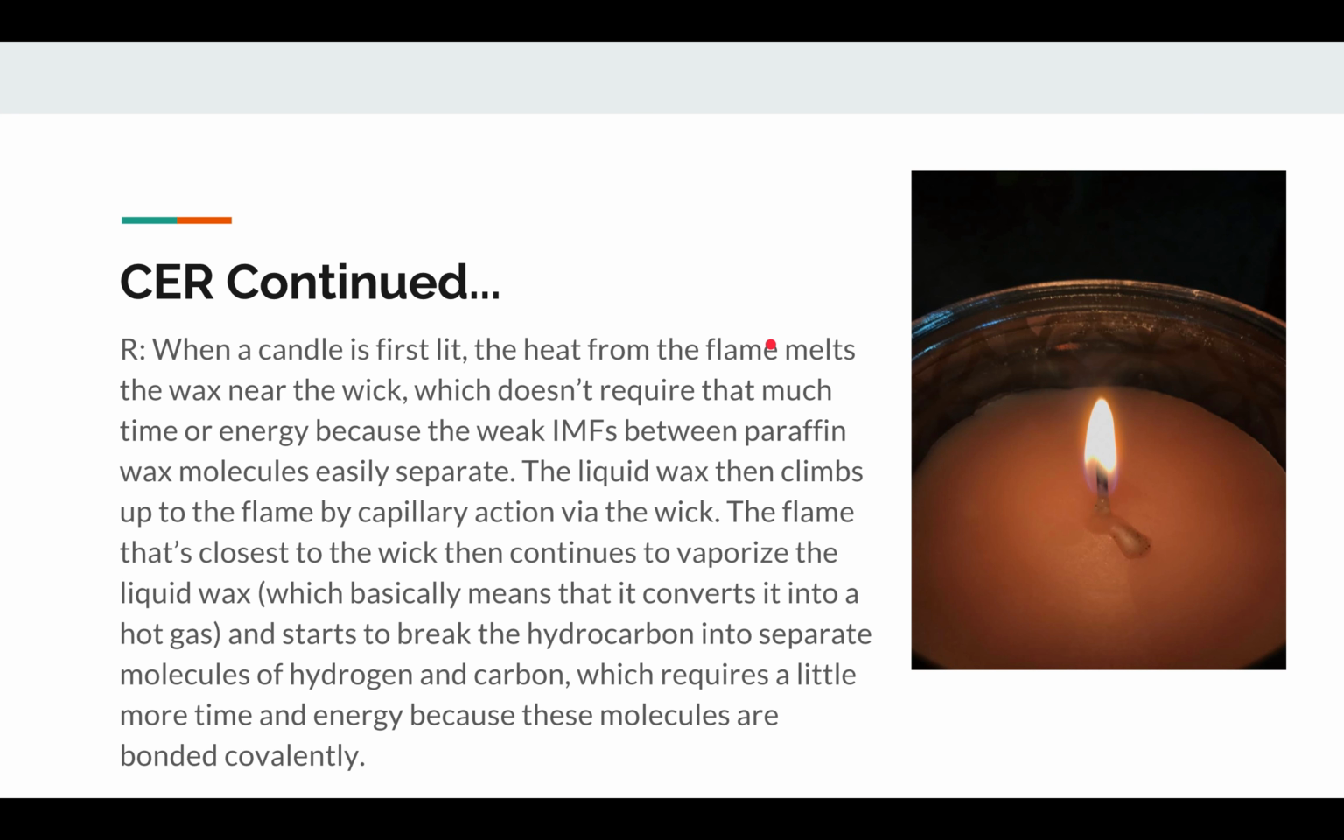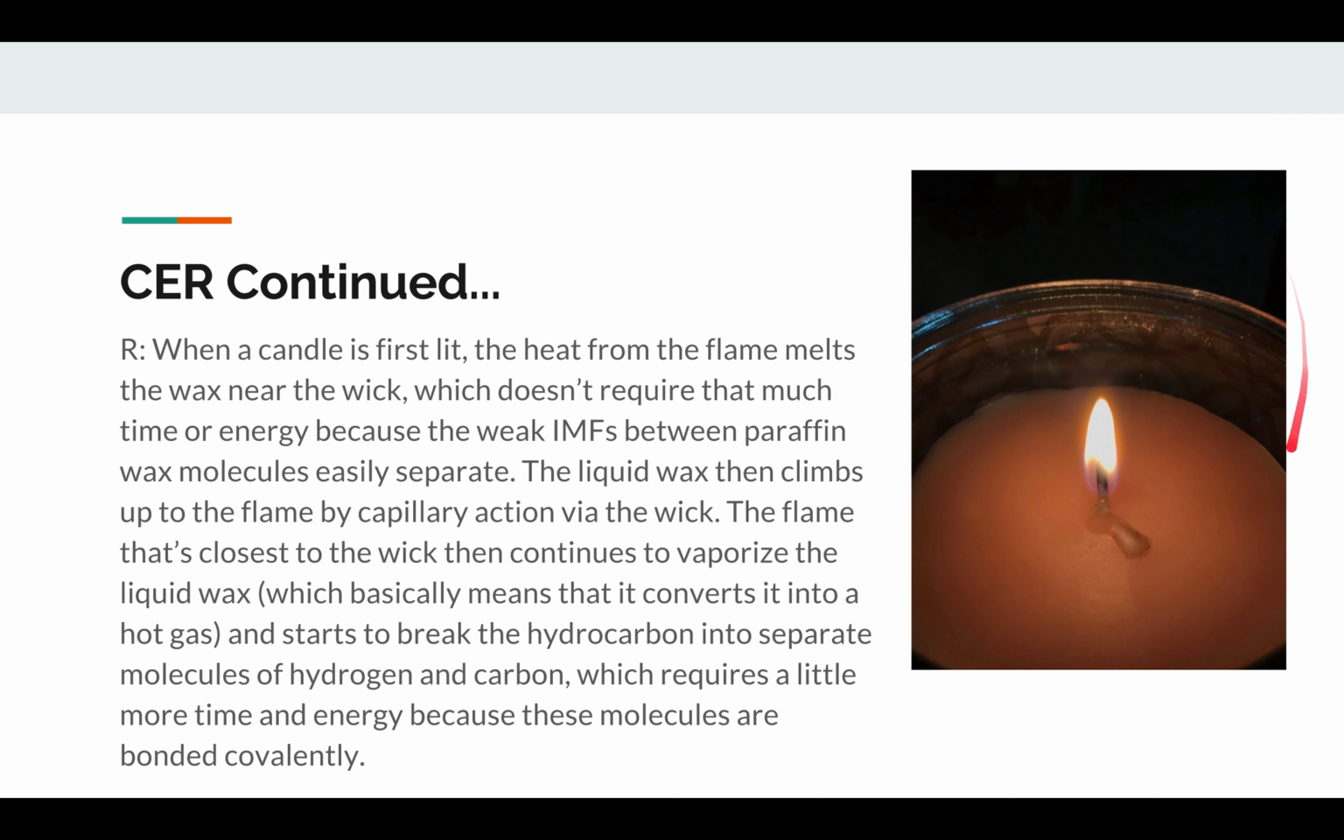and my reasoning is, when a candle is first lit, the heat from the flame melts the wax near the wick, and this doesn't require that much time or energy because there are weak IMFs connecting paraffin wax molecules together, and that makes it easier for them to separate. Then the liquid wax climbs up to the flame by capillary action via the wick.